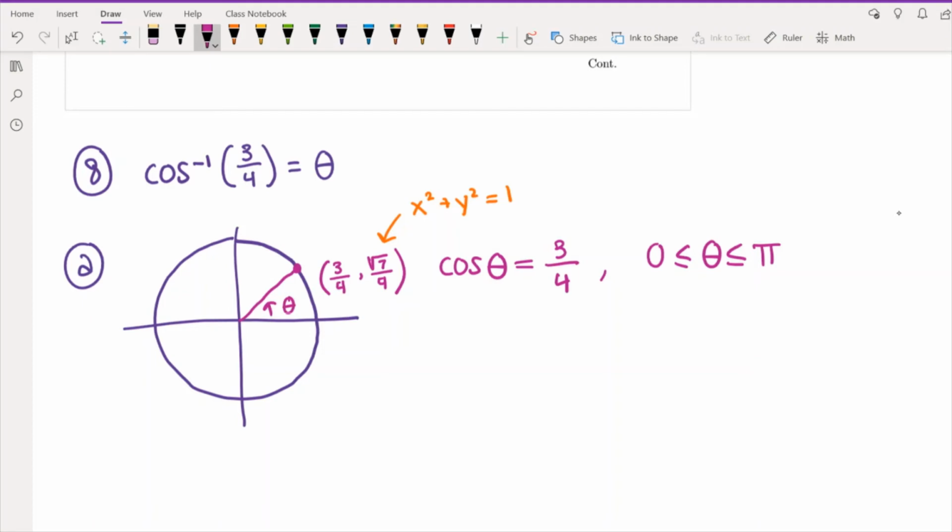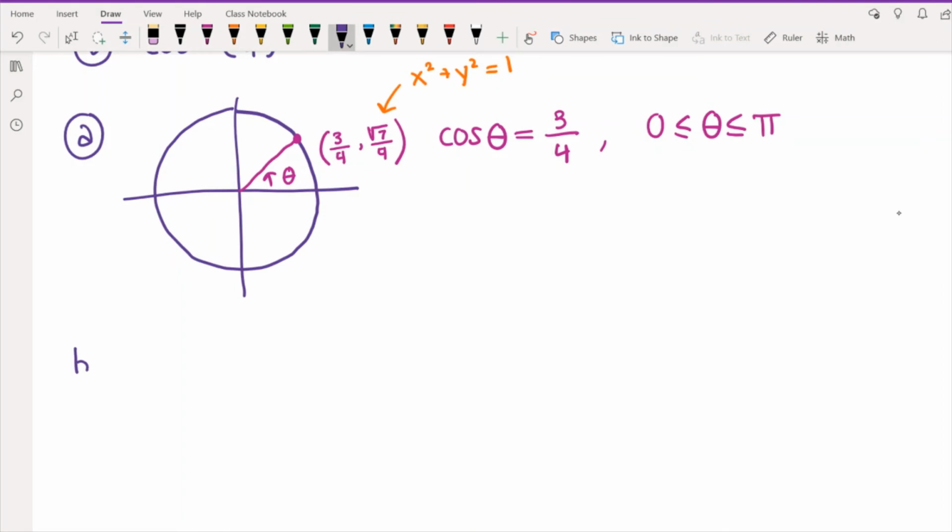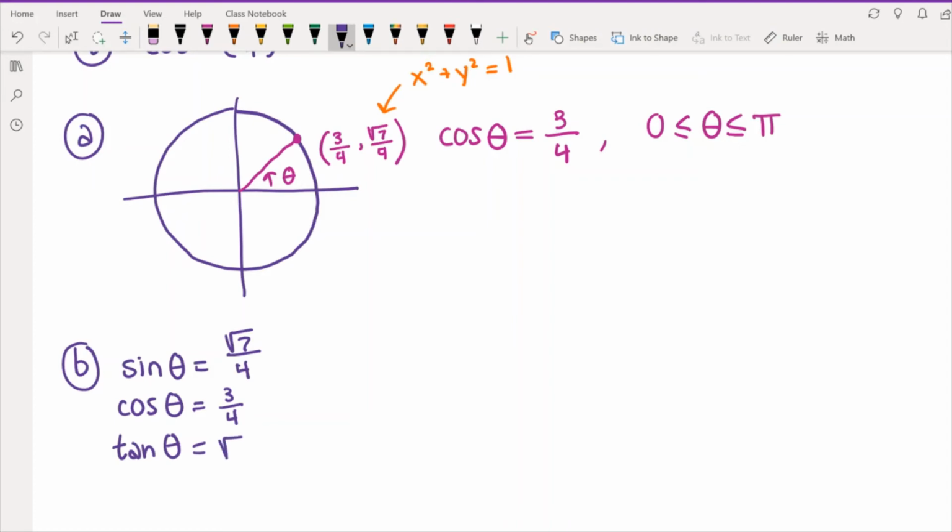Okay. So the next question asks us to find sine, cosine, and tangent. So this is basically just asking you to use the definitions of sine, cosine, and tangent. So sine is going to be equal to the y coordinate that we found. So that's square root of 7 over 4. Cosine, we already know that is equal to 3/4. And then to find tangent, we do sine over cosine, and so that's going to be square root of 7 over 3.